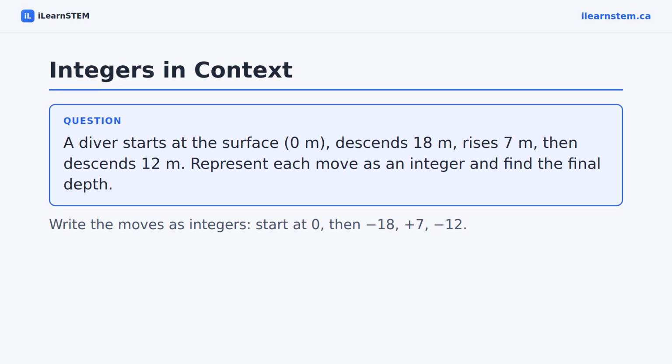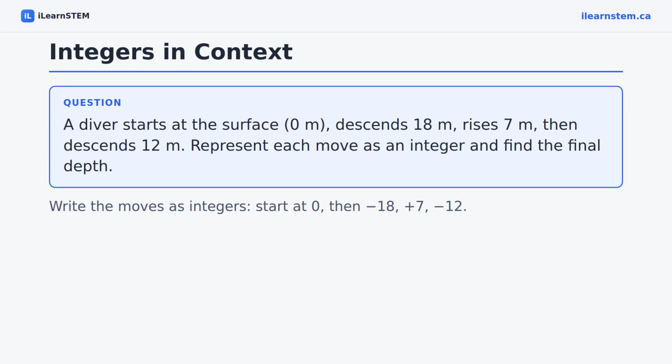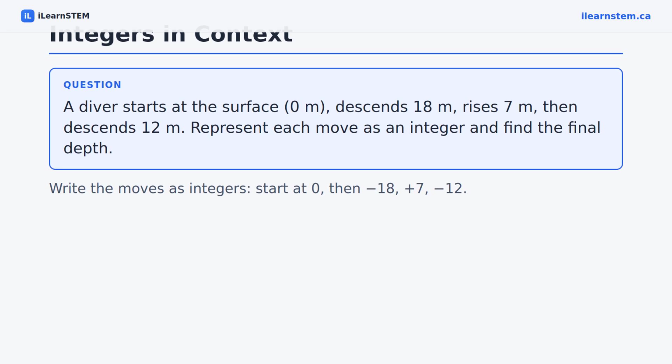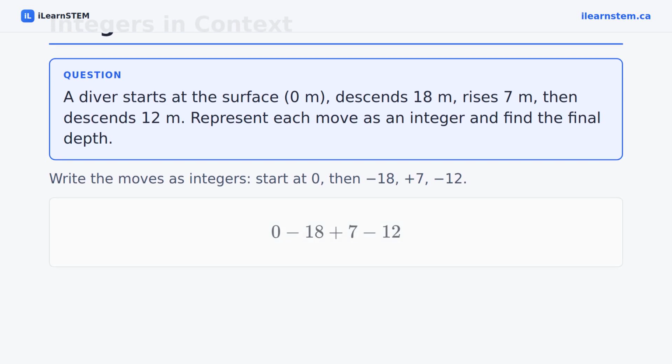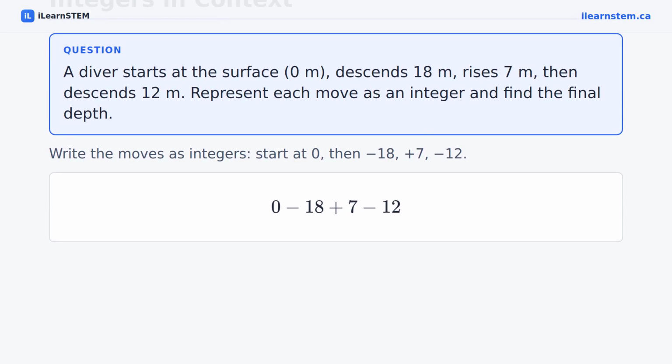First, we write the moves as integers. Starting at 0, descending 18 is negative 18, rising 7 is positive 7, and descending 12 is negative 12. So the expression is 0 minus 18 plus 7 minus 12.